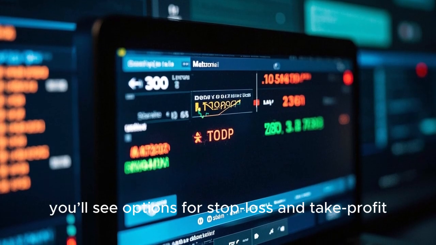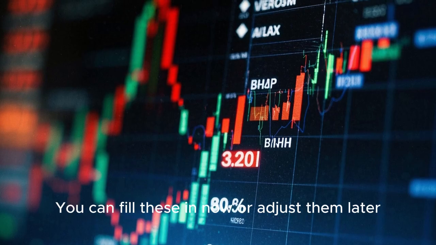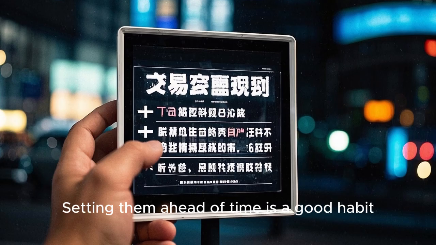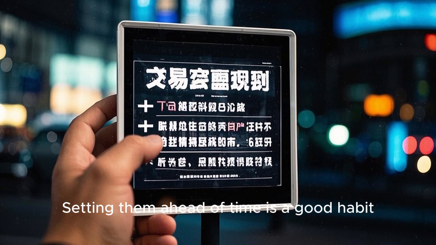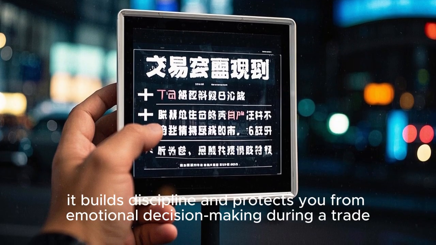Below that, you'll see options for stop loss and take profit. You can fill these in now or adjust them later. Setting them ahead of time is a good habit. It builds discipline and protects you from emotional decision-making during a trade.